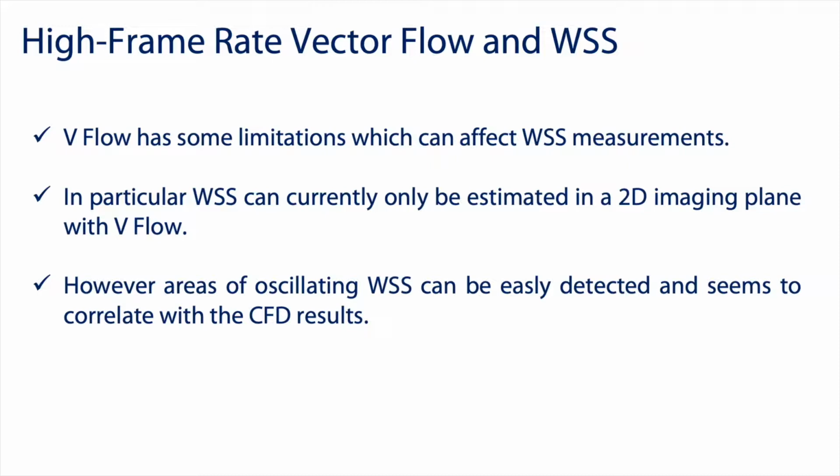High frame rate V-flow obviously has some limitations which can affect wall shear stress measurements. Specifically, wall shear stress can currently be estimated in a 2D imaging plane only. Nonetheless, areas of oscillating wall shear stress can be easily detected with high frame rate vector flow on the basis of the flow behavior.